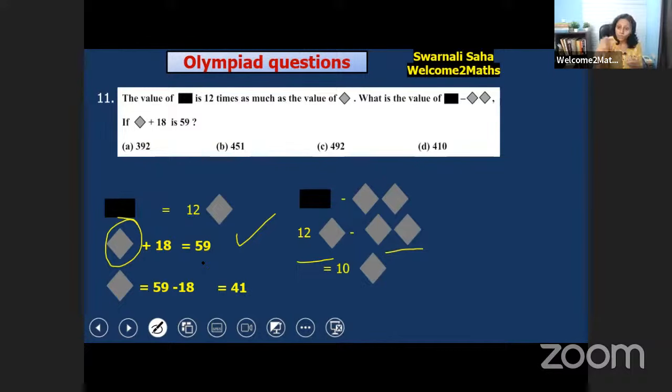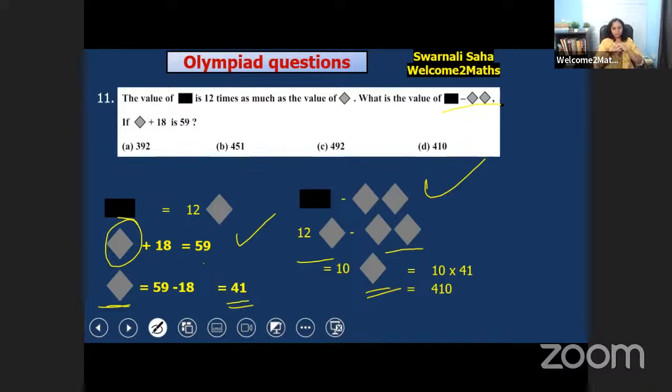Okay, it is 41. So now what we have to do? Just put the value of diamond. We got the value is 41. So we have to put the value of diamond here only, because we have to find out this question. Here our question is one rectangle minus 2 diamond. So 10 diamond. Now let's put the value of one diamond, 41, into 10, and it is 410.